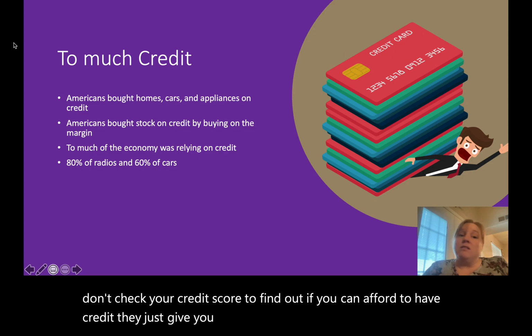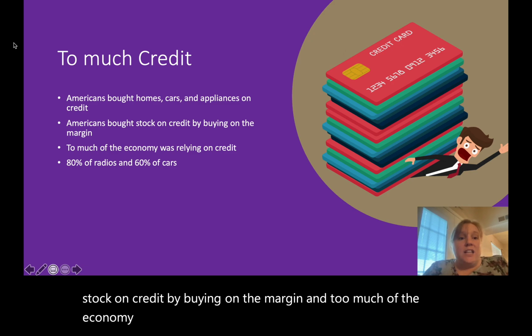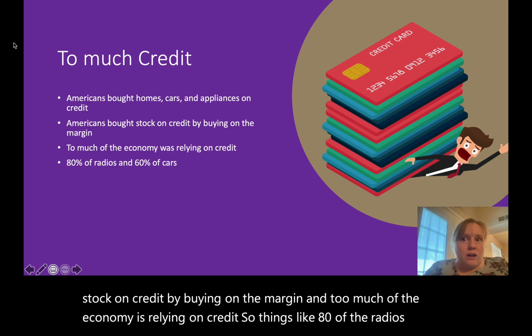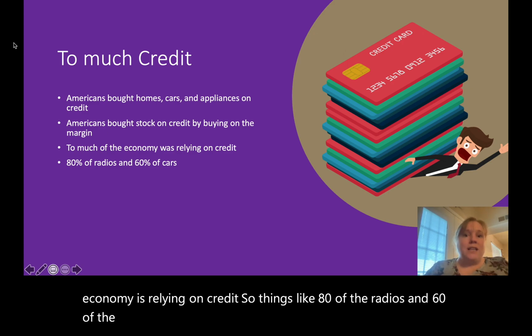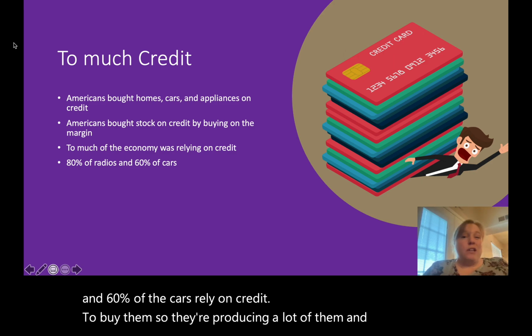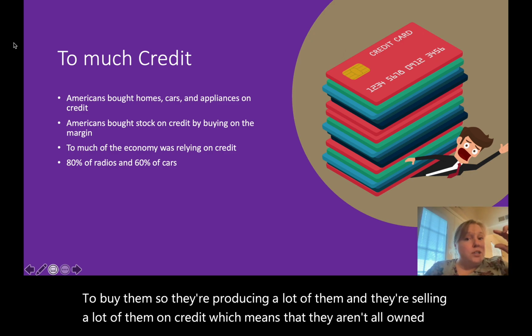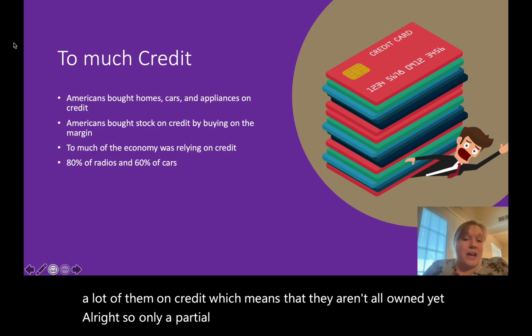So Americans are also buying stock on credit by buying on the margin, and too much of the economy is relying on credit. So things like 80% of the radios and 60% of the cars rely on credit to buy them. So they're producing a lot of them and they're selling a lot of them on credit, which means that they aren't all owned yet, all right? So only a partial amount of them are actually paid for.